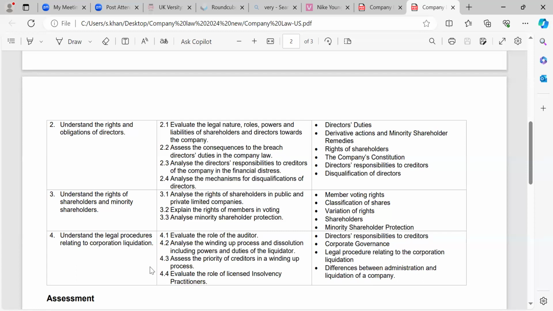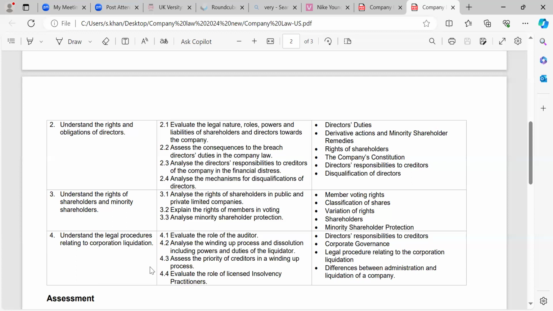We then went on to look at 2.4, which is to analyse the mechanism for disqualification of directors. And we looked at statutory disqualifications in the UK, so whether they've breached their fiduciary duties or any legal obligations. We also looked at disqualification orders, which are typically sought by regulatory authorities. We then went on to look at voluntary disqualification, where the directors may voluntarily resign or agree to be disqualified from serving as directors if they acknowledge their misconduct or unfitness for the role.